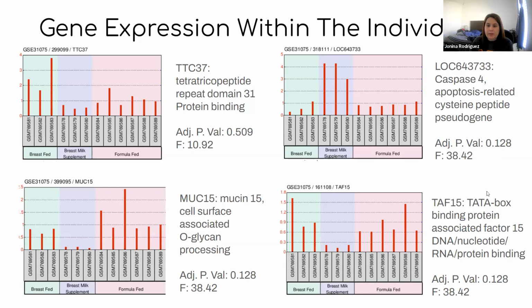And so were their adjusted p-values, which means that they were more expressed within these ones as they are more important. You have mucin 15, which is a cell surface associated O-glycan processing. And then, like I said, you have the TATA box one, which is the binding protein, which allows for DNA, nucleotide, RNA, and protein binding, which is very important for mRNA translation.